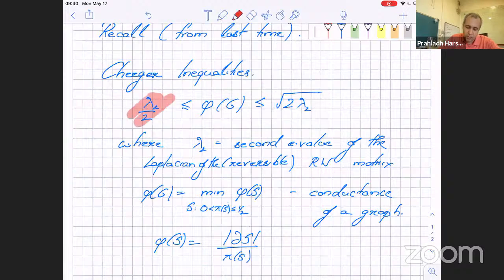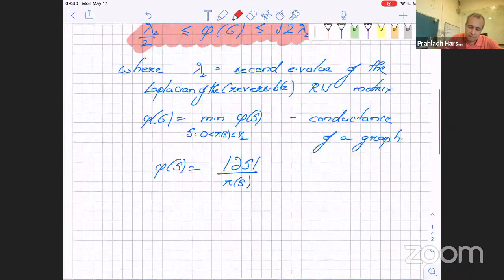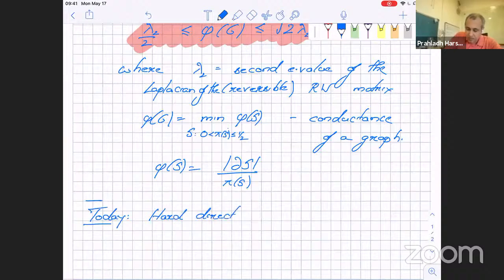And we had proved one direction. The first inequality we had proved, that's called the easy direction. And what we are left with today is what is called the hard direction of Cheeger. The hard direction: phi G is less than or equal to 2 lambda 2. Okay.